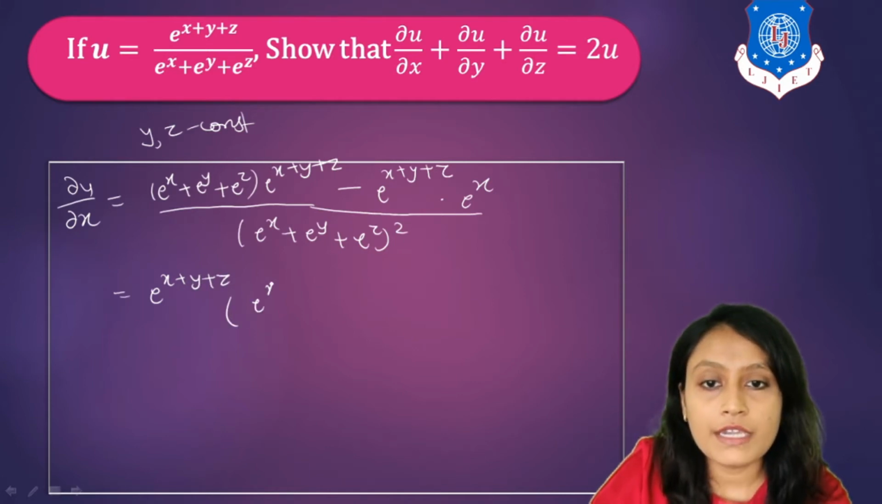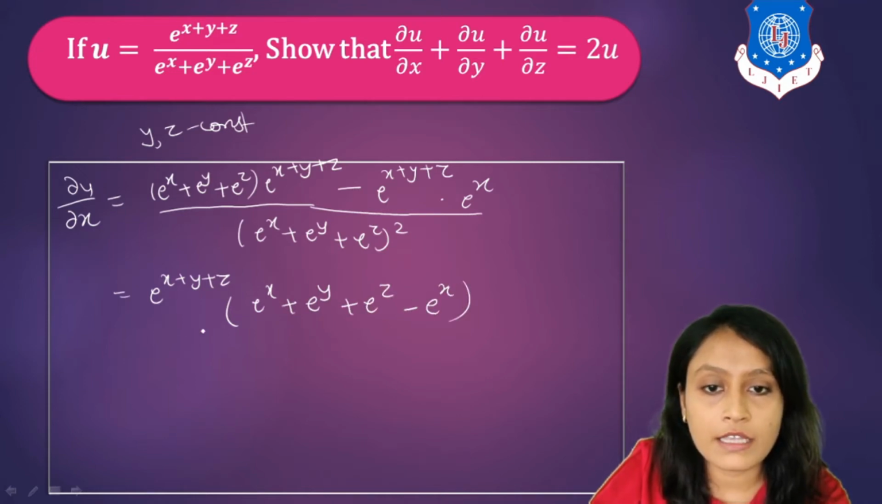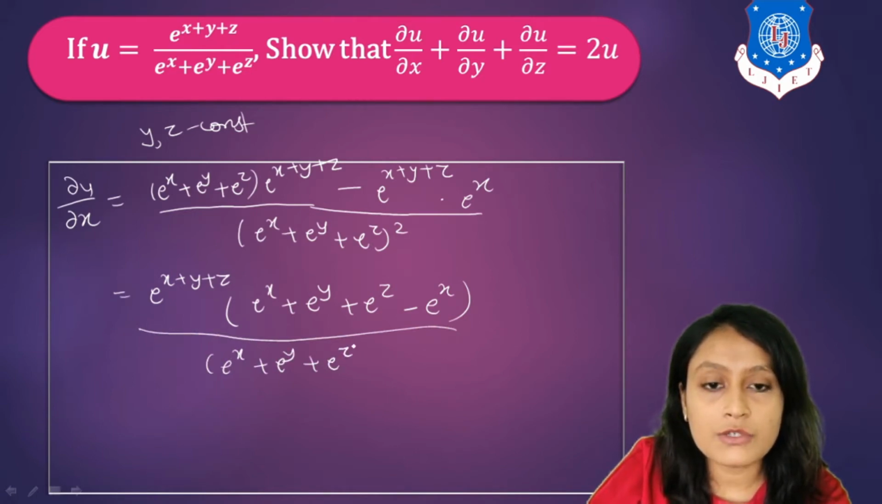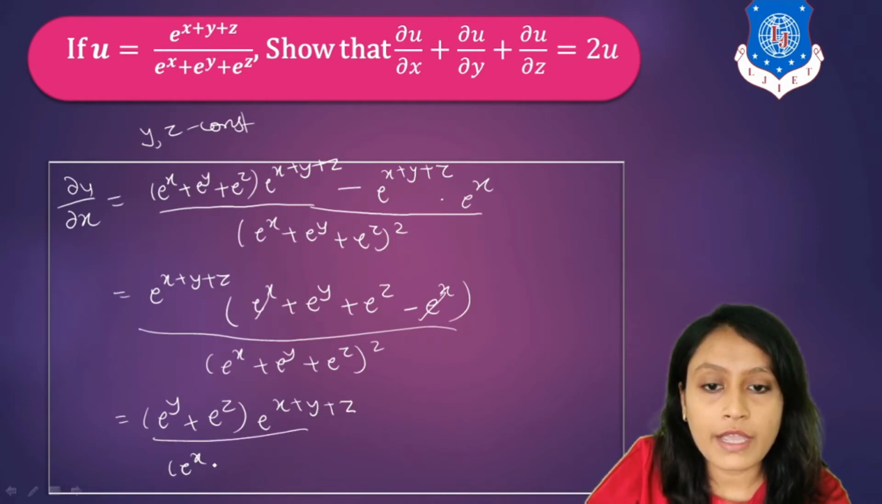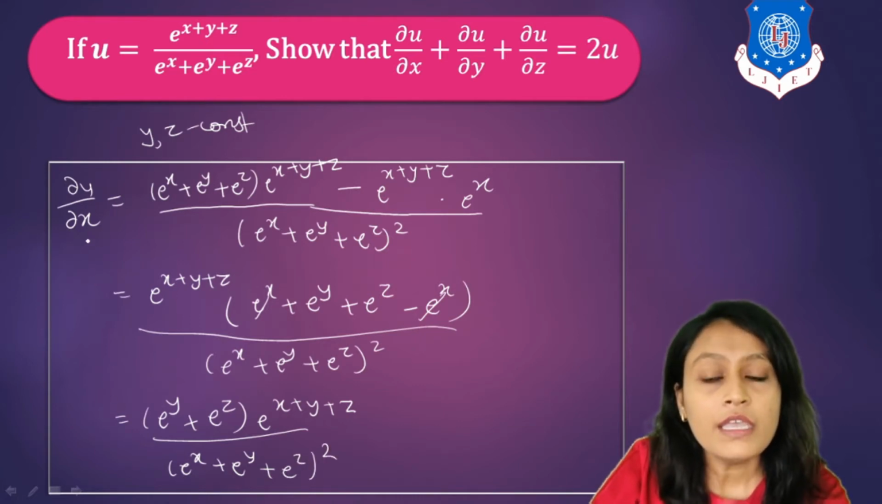So here we have e raised to x plus e raised to y plus e raised to z minus e raised to x, upon e raised to x plus e raised to y plus e raised to z whole square, right? This will get cancelled. So what remains is e raised to y plus e raised to z into e raised to x plus y plus z upon e raised to x plus e raised to y plus e raised to z whole square. Here we have taken the derivative with respect to x, so we are getting this answer. Similarly we can find del u by del y and del u by del z also.